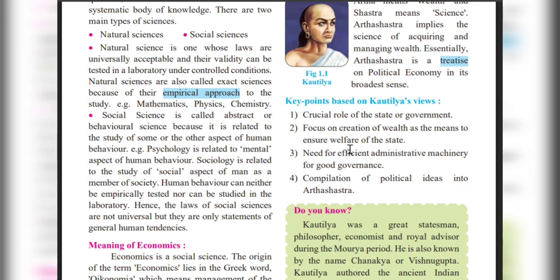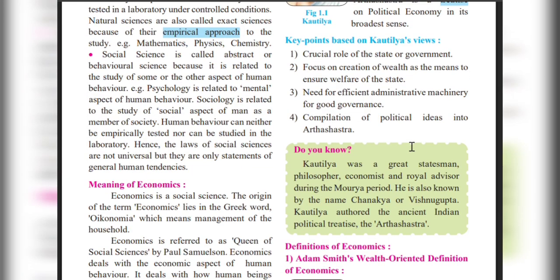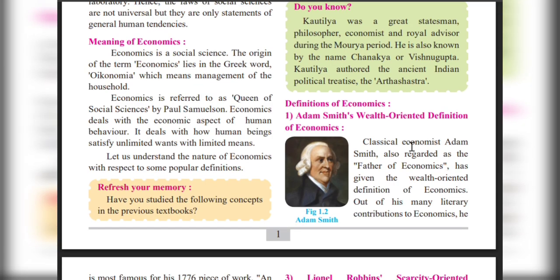Now see the key points. According to Kautilya, government plays an important role, and wealth should be properly managed. Administration should be efficient. Economic stability is necessary for a strong nation. These were the key points of Kautilya's views. Even today, many economic policies indirectly follow these ideas. Now let's see the definitions of economics.